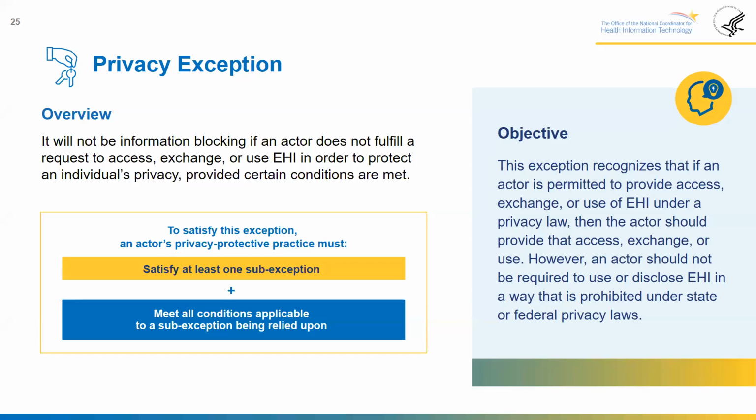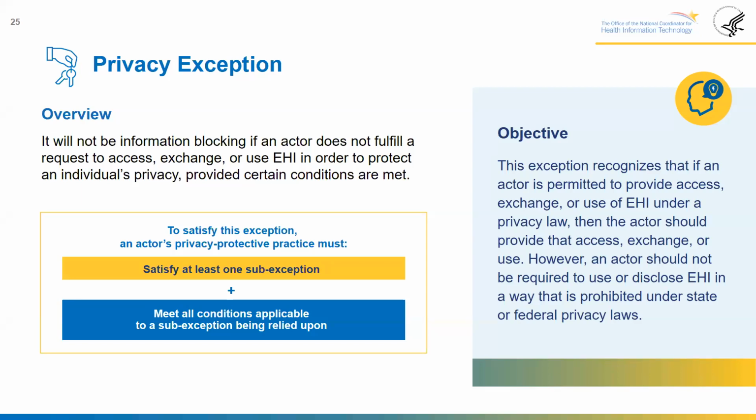As you can see on the screen, to satisfy this exception, an actor's privacy protective practice must meet at least one of 4 sub-exceptions. So the first is a precondition not satisfied. Under this sub-exception, if an actor is required by state or federal law to satisfy a precondition, so that would be something like a consent or authorization, prior to providing access, exchange, or use of EHI, the actor may choose not to provide access, exchange, or use of EHI if the precondition has not been satisfied under certain circumstances.